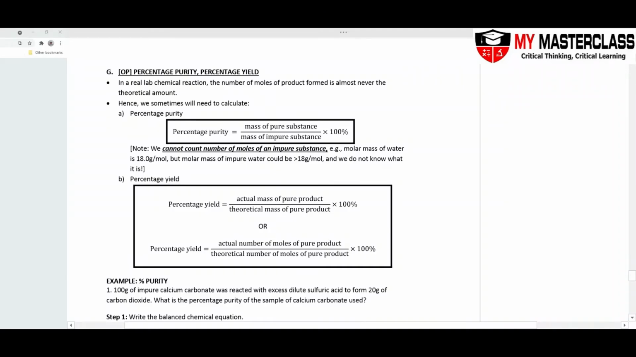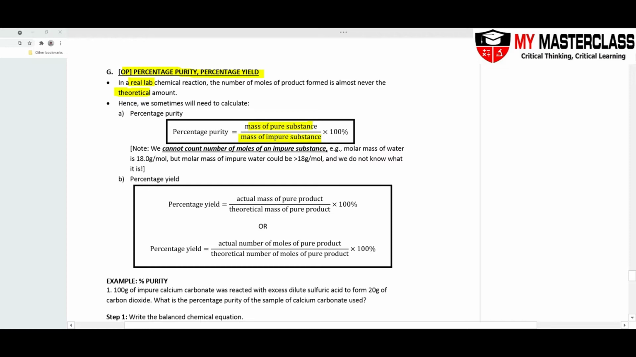The last part of your mole concept, you have to count percentage purity, percentage yield. Okay, so what does it mean? In a real-life lab example, the number of moles of products formed is never the theory amount. This theory amount is all these calculations that you count. Okay, in the lab, because of losses, you have to count what we call the percentage yield or percentage purity. Percentage purity is the mass of pure substance divided by mass of impure substance.